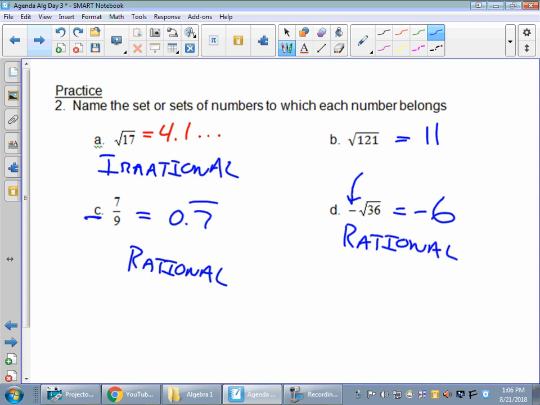And what else is it? Well, it's an integer because it's a positive or a negative whole number. And then that's it. It's not a whole number because it's negative, and it's not a counting number or a natural number because it's negative as well.